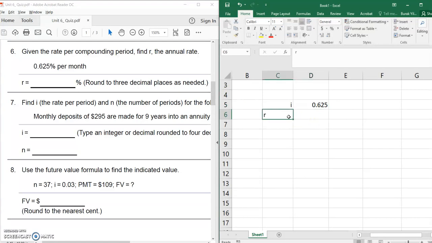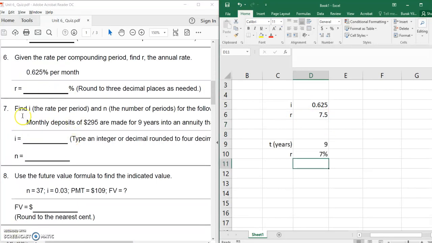So R would be the per month rate multiplied by 12 to find the annual rate. So the annual rate would be 7.5%. So number 7 is actually the flipped version of number 6.